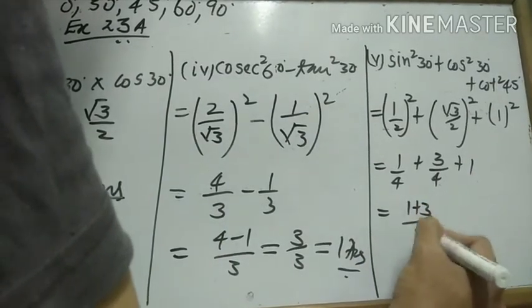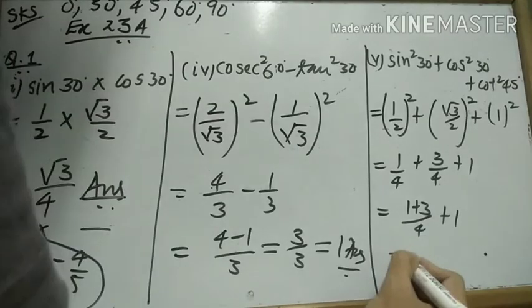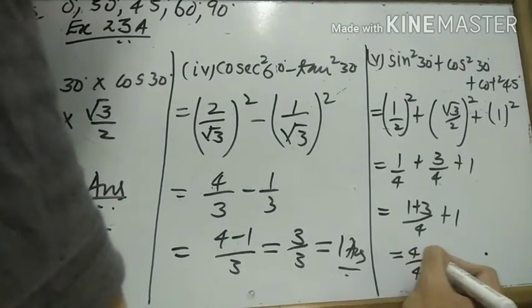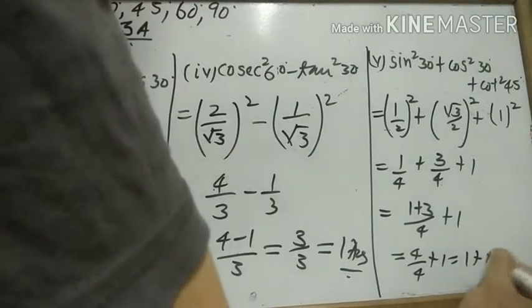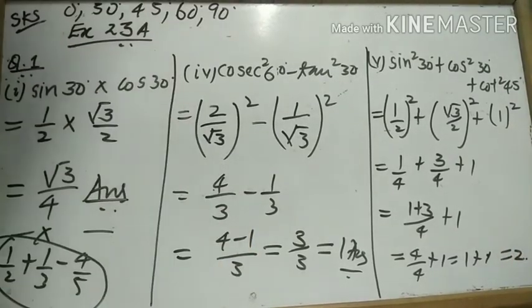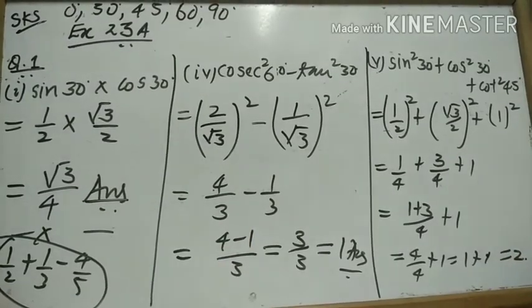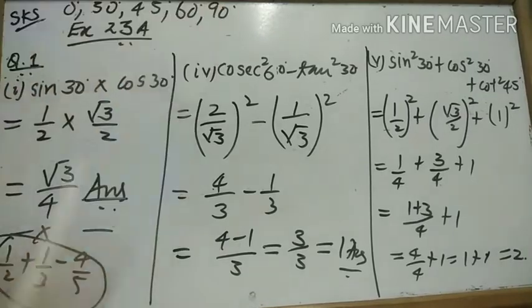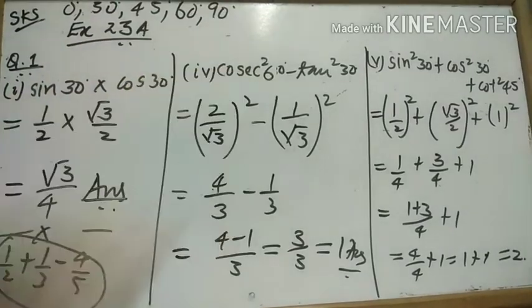1 plus 3, all divided by 4, is 4 over 4, plus 1. 1 plus 1, your final answer is 2. So you should know the values, the 30 values. You should know how to substitute, how to square.